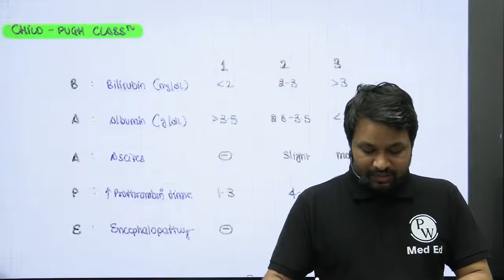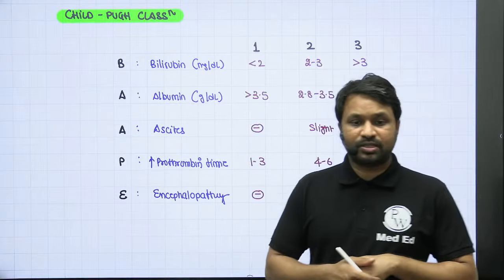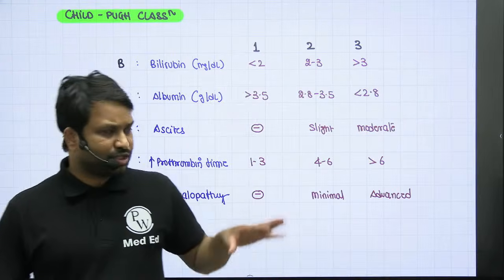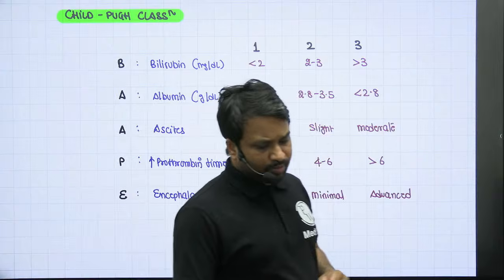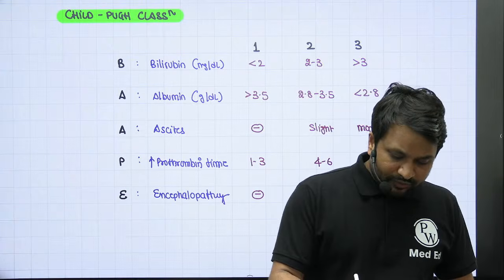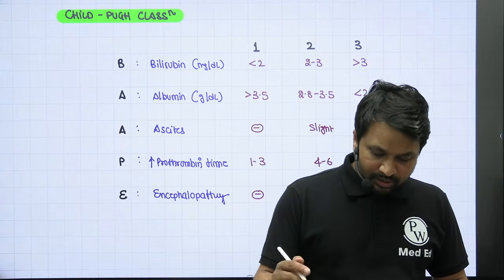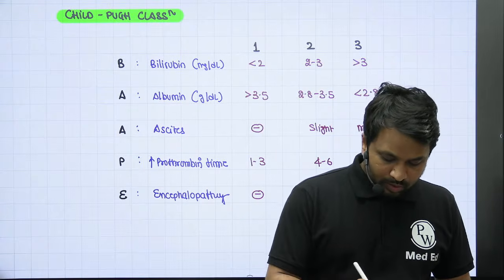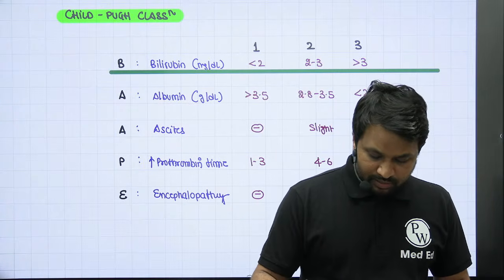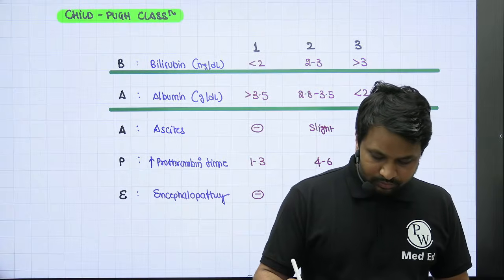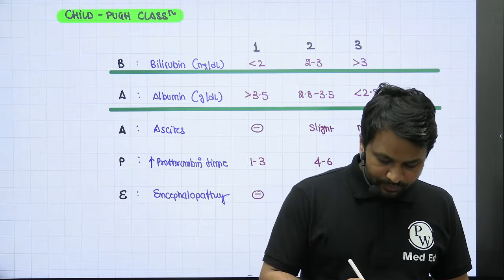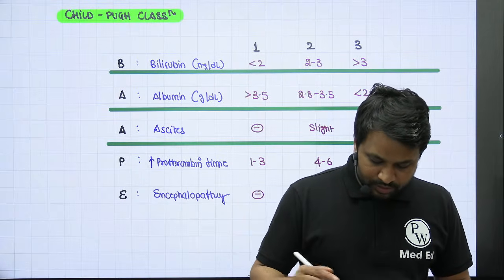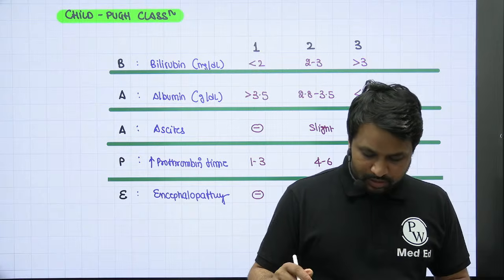So these are the factors by which you are going to classify your Child-Pugh classification. Remember the mnemonic and all these components. I know it is a little difficult to remember the values, but who said medicine is easy? So you will have to do some difficult things too, okay? So this is your Child-Pugh classification.